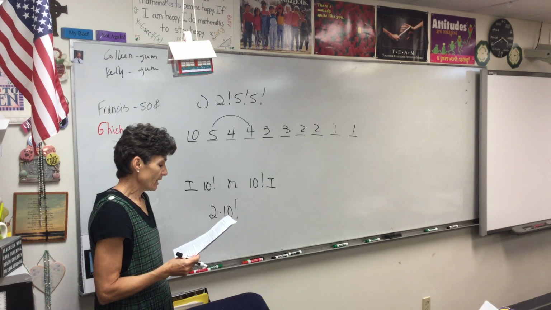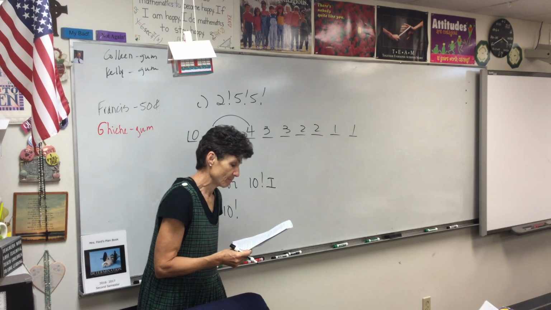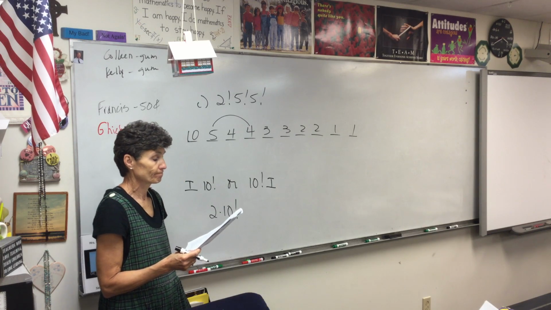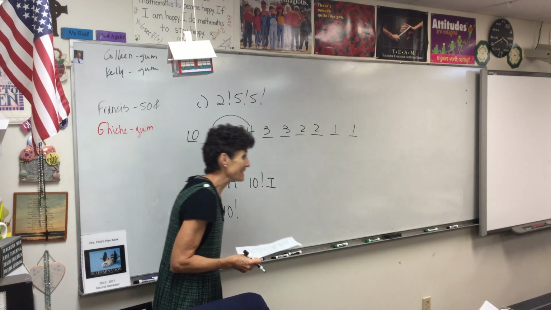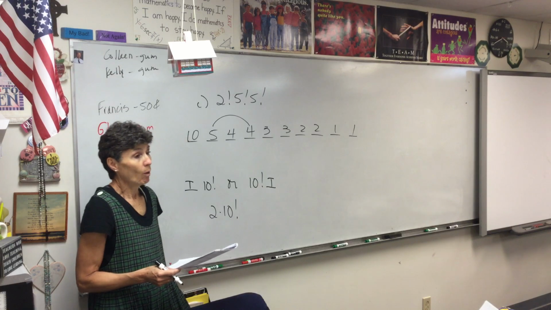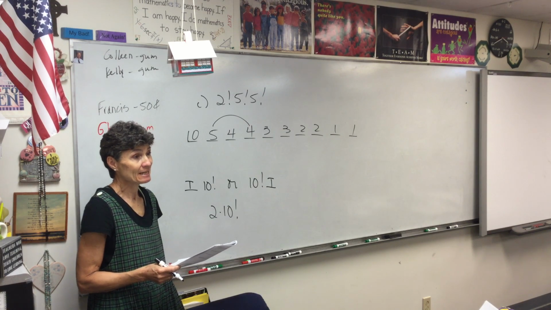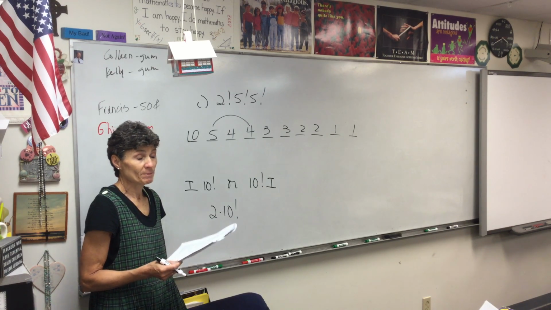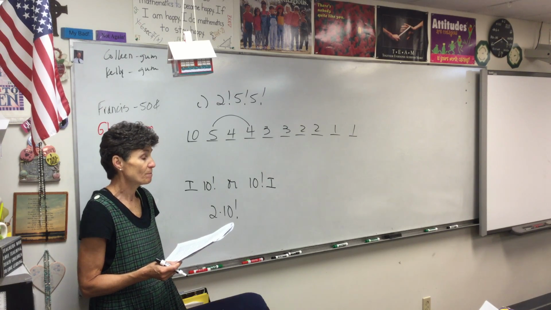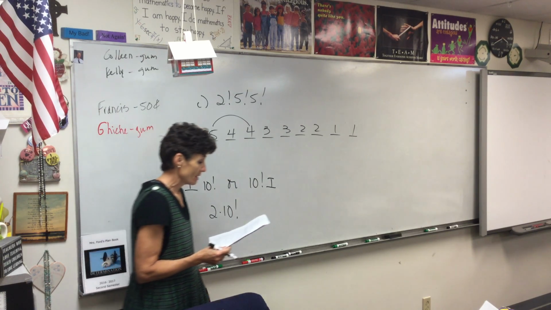How many ways can we elect a president and a vice president from the students in the class? 10P2. Why is it 10P2? Different positions. 10 kids, 2 positions, and they are different.